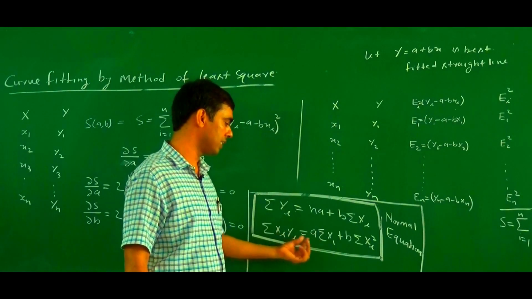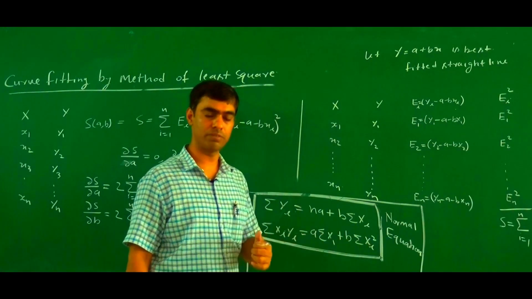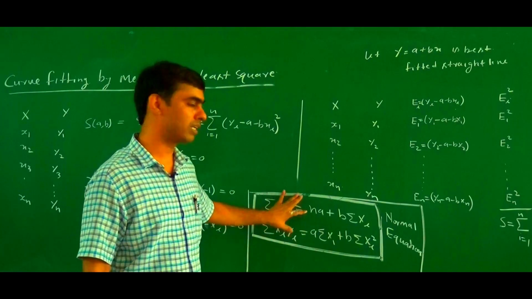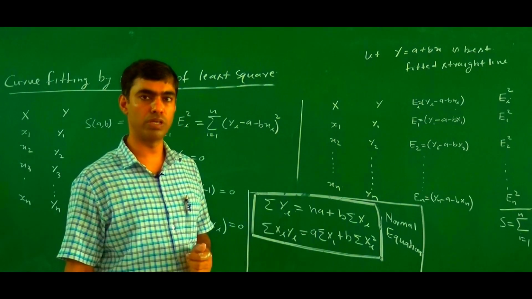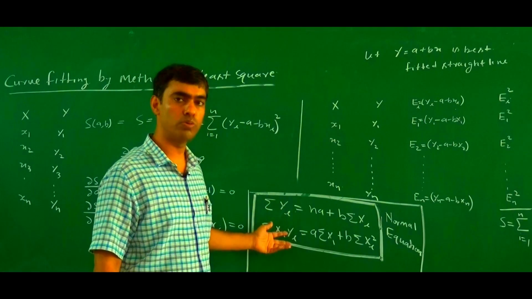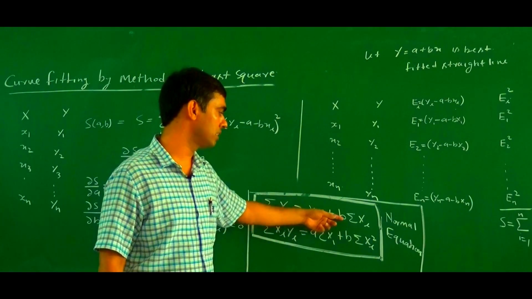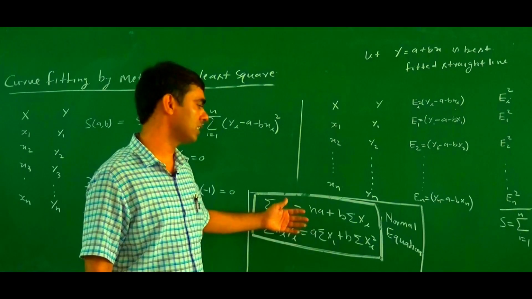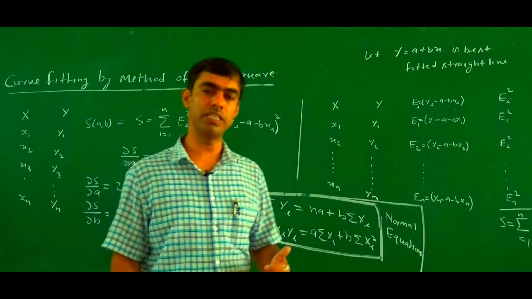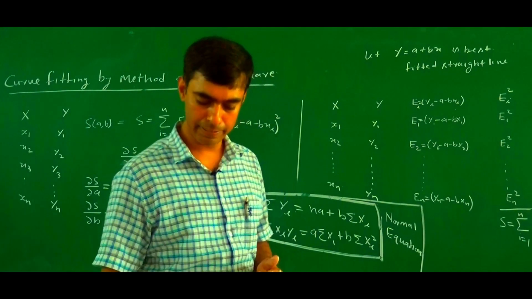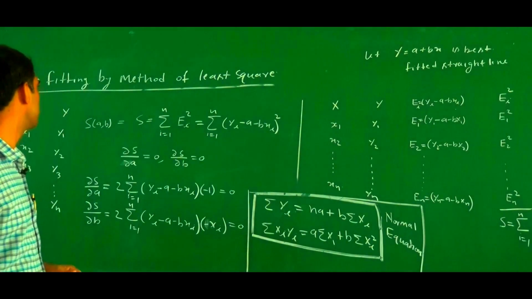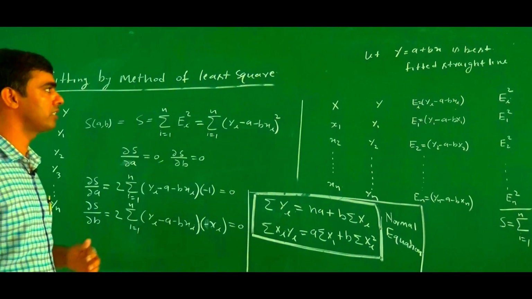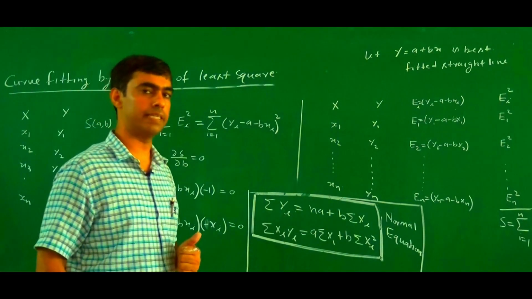After putting the values of summation of yi, summation of xi, summation of xi yi, and summation of xi square, this becomes a system of linear equations with two unknowns. There are two equations and two unknowns, a and b. After solving this system of linear equations, we are able to find the values of a and b. This is how we do curve fitting by the method of least squares, that is, how we fit a straight line.